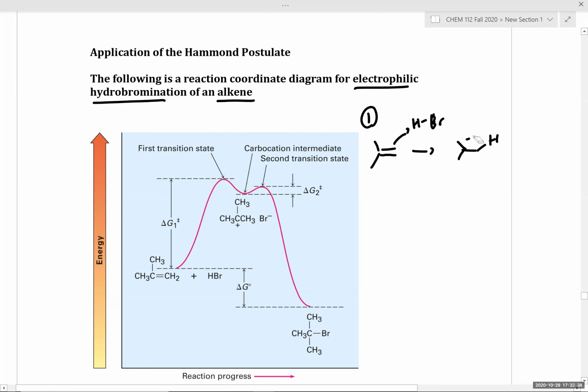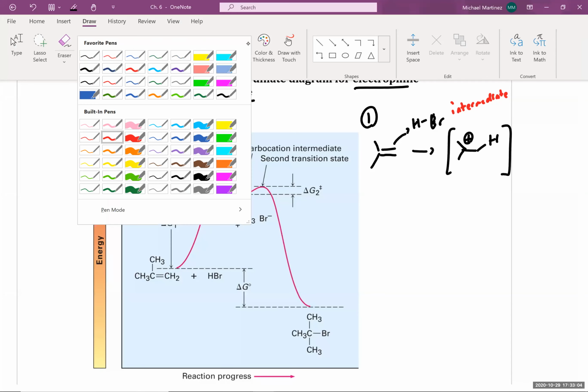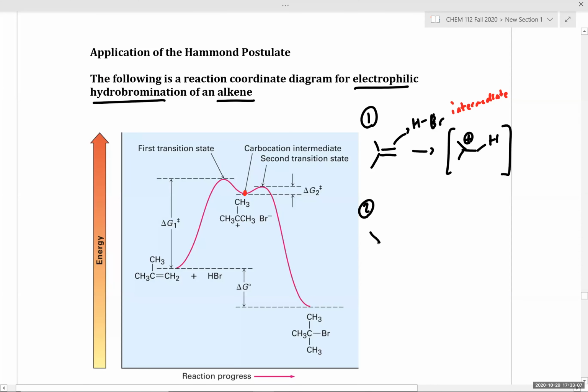What do we call a species that is neither a reactant nor a product? An intermediate, exactly right. So we make a carbocation intermediate. That's shown right here. And then in our second step, our carbocation intermediate is attacked by our nucleophile to form our final carbon-bromine bond.